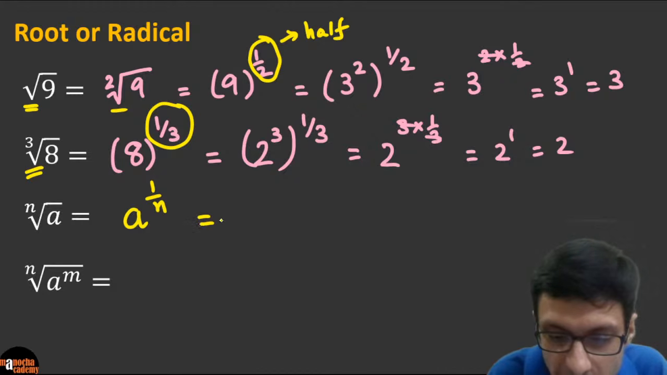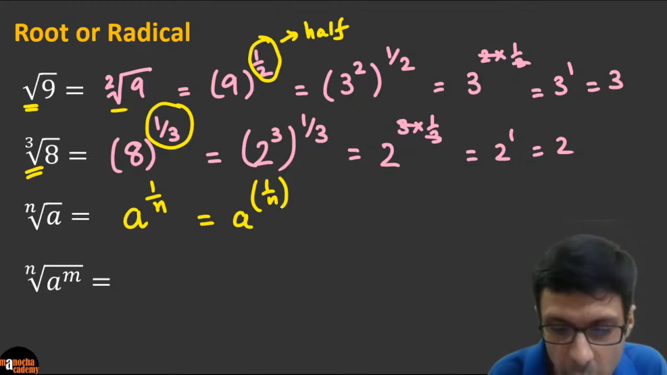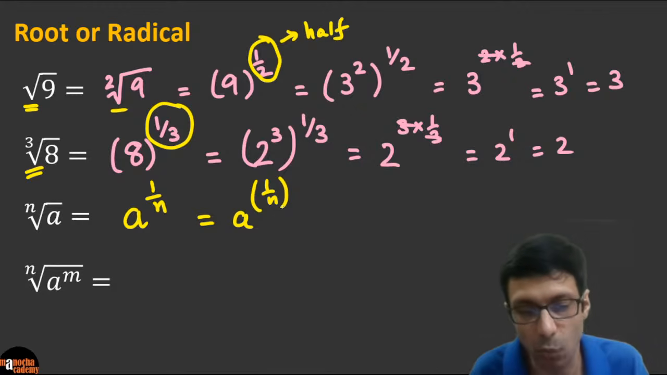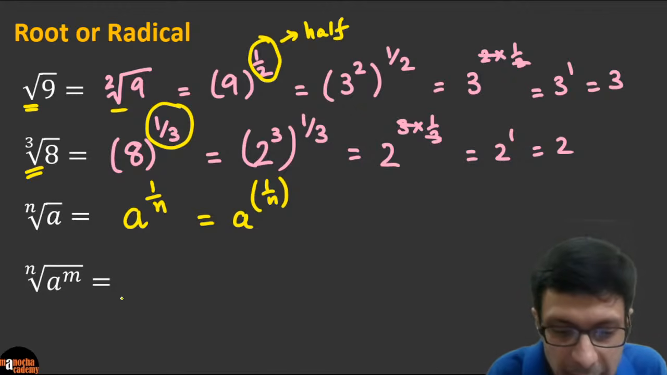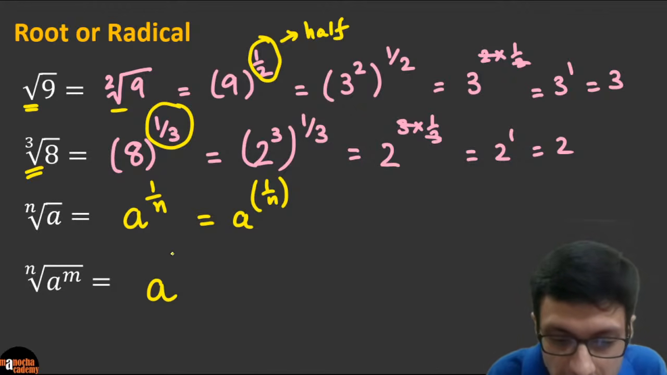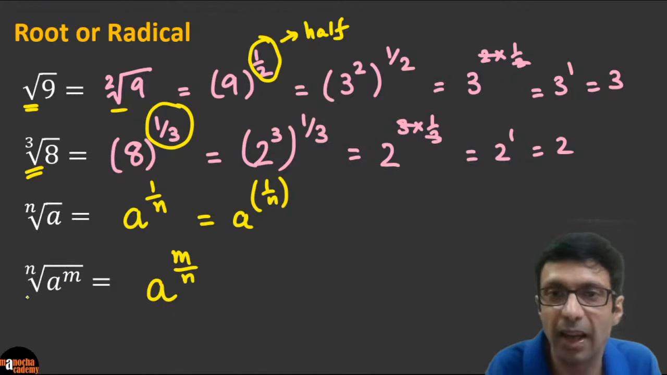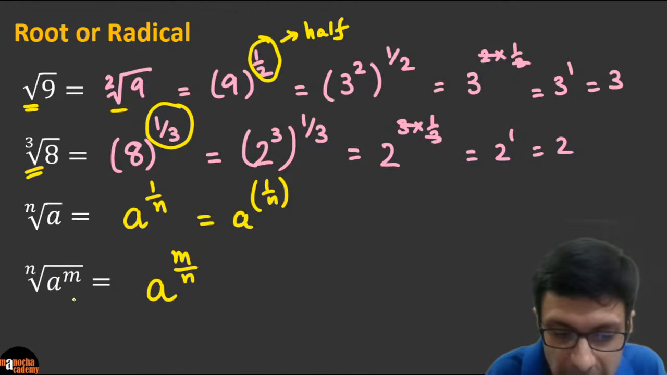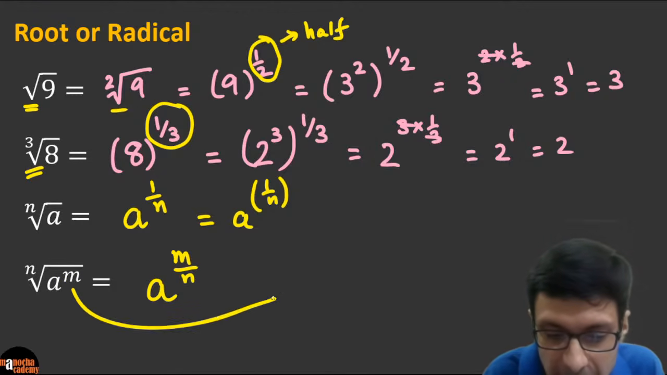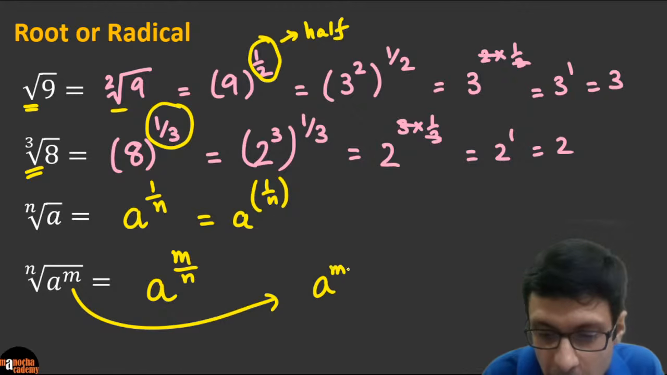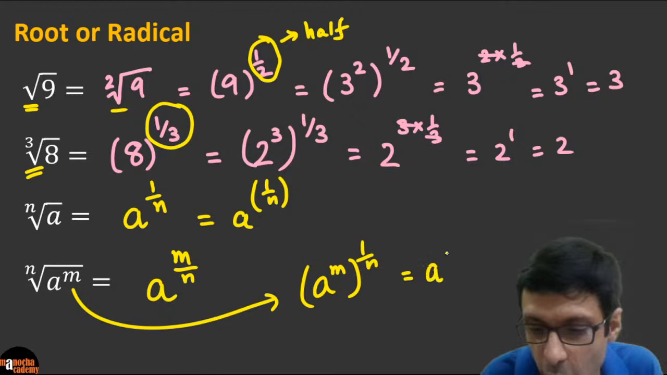Okay, or if you want, you can write this clearly like this, a to the power 1 by n. Okay, a raised to the power 1 by n. And what is this thing going to be? A to the power m by n. Because you have a to the power m there, so if you want to understand how this works out, this is basically a to the power m whole raised to the power 1 by n. So if you multiply the powers, you're going to get a to the power m by n.